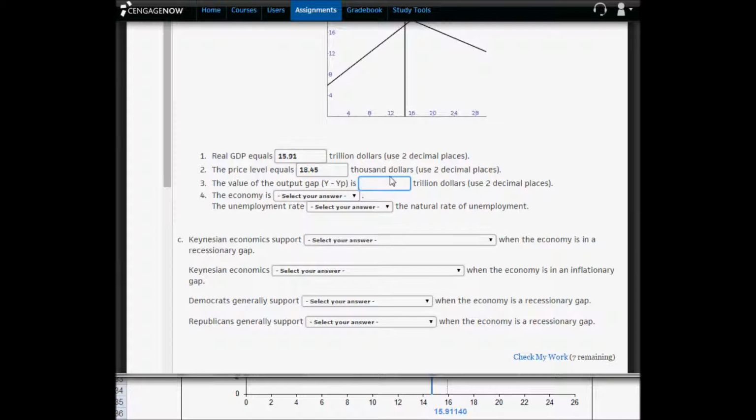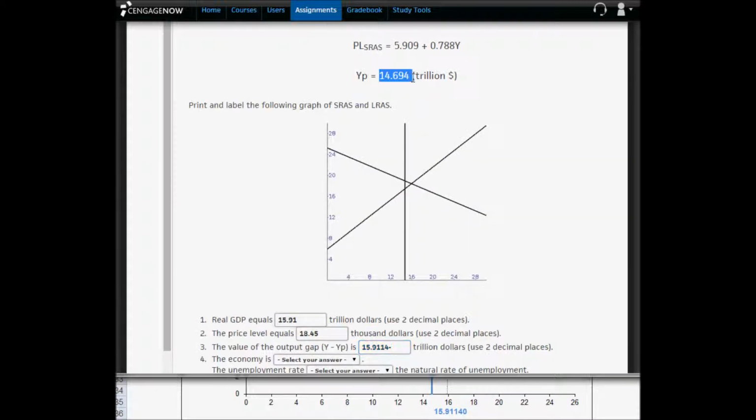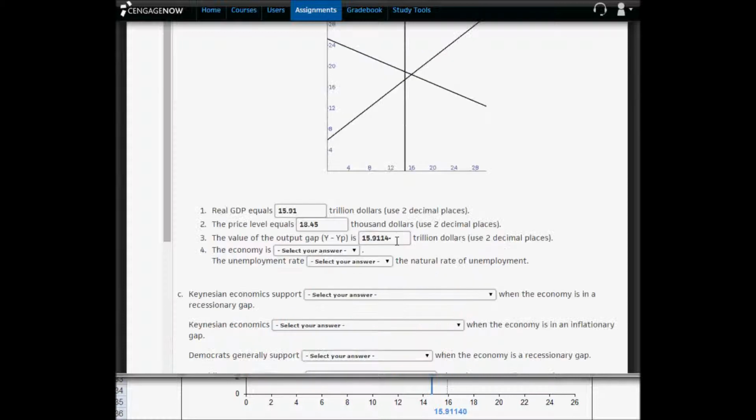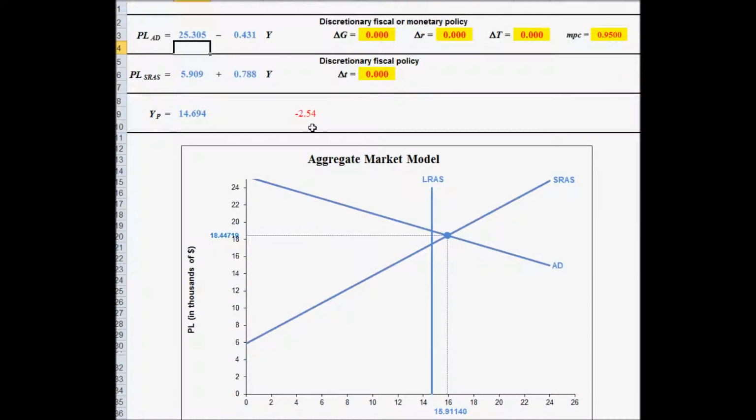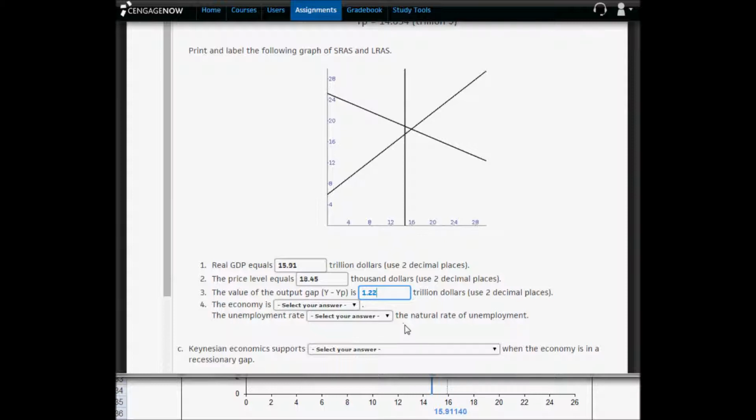The value of the output gap is real GDP. I'll use 4 decimal places, 15.9114, minus potential output, which is 14.694. Then I'll copy this into Excel to compute it. So the output gap is $1.22 trillion. The economy is in an inflationary gap. When that is the case, the unemployment rate is less than the natural rate of unemployment.